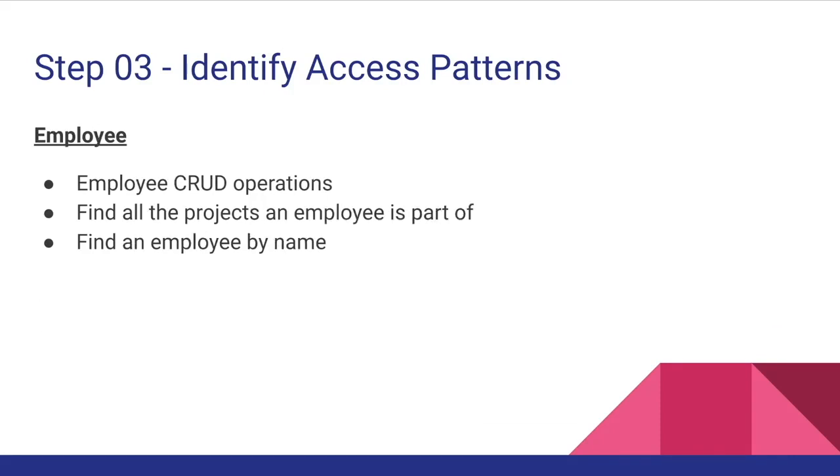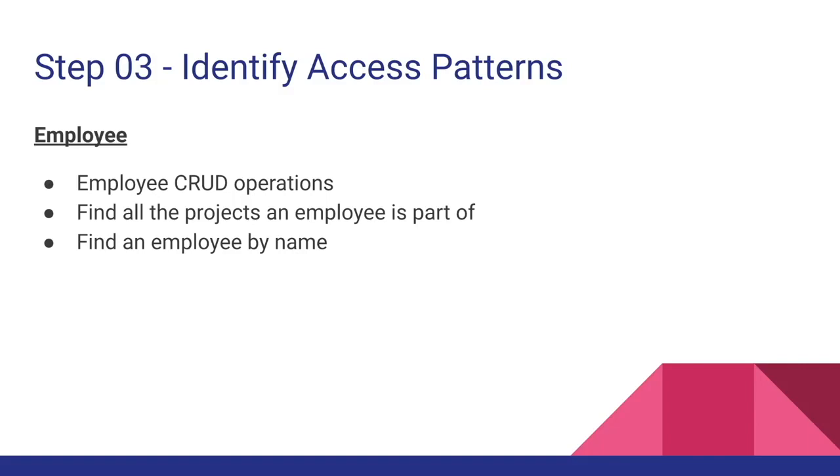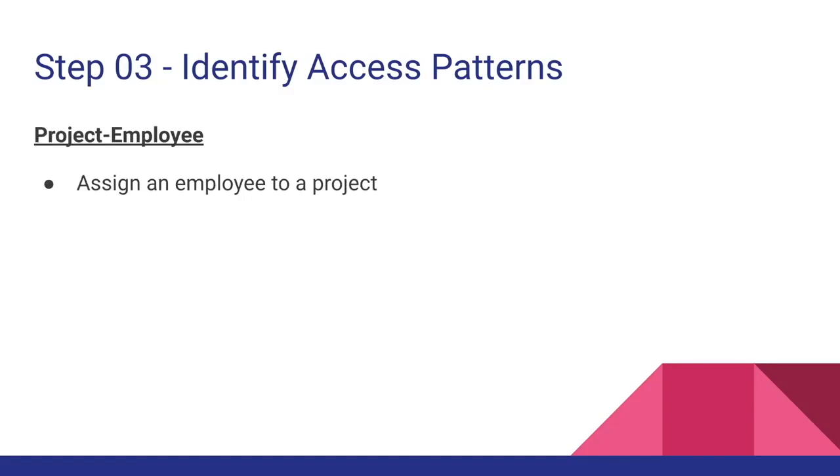Similarly, we have CRUD operations for an employee: create, read, update and delete for an employee, and then finding all the projects that an employee is part of, because there's a many-to-many relationship between projects and employees, and we've broken it down into two one-to-many relationships. And finally, we should be able to find an employee by name, the front-end filter. So we covered the three main entities, but there's another entity called project employee. So here, the main access pattern is about assigning an employee to a particular project.